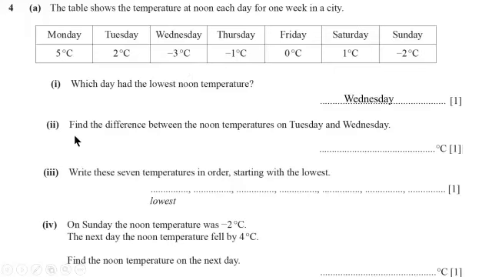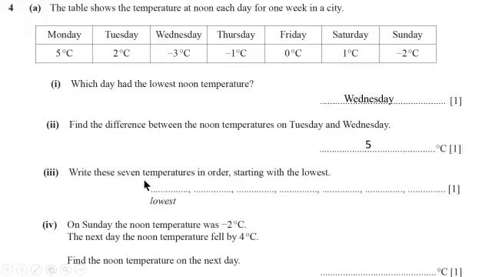Find the difference between the noon temperatures on Tuesday and Wednesday. This is Tuesday. This is Wednesday. We have 2 and fell by 2 and then 3. The answer will be 5, of course. This is the difference. It's very easy to solve direct numbers like this.